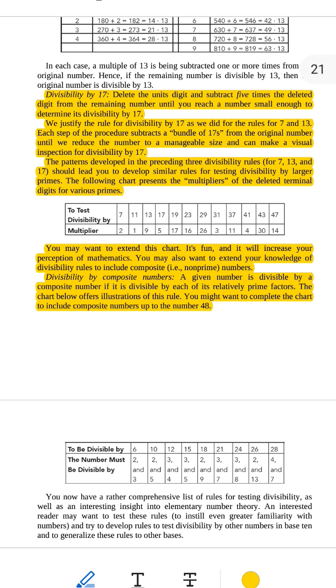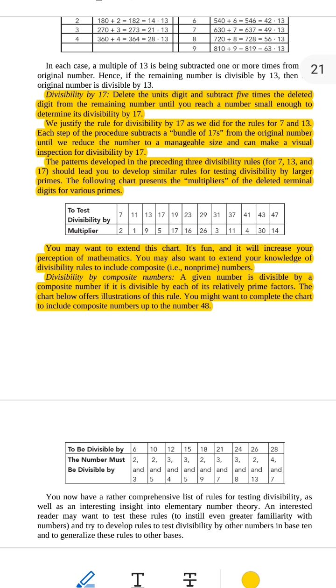Repeat this process until you get a small number that you can easily check for divisibility by 17. If the final result is divisible by 17, then the entire original number is divisible by 17. Why does this work? Each time we remove a digit and multiply it by 5, we're essentially making bundles of 17 and subtracting them out.